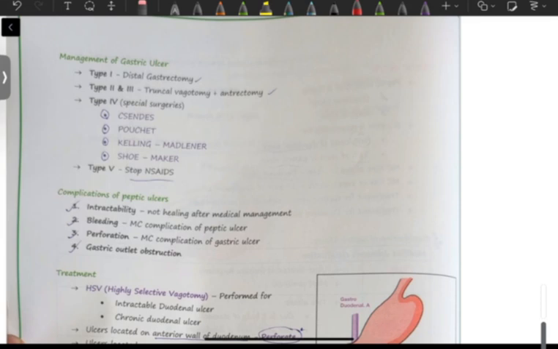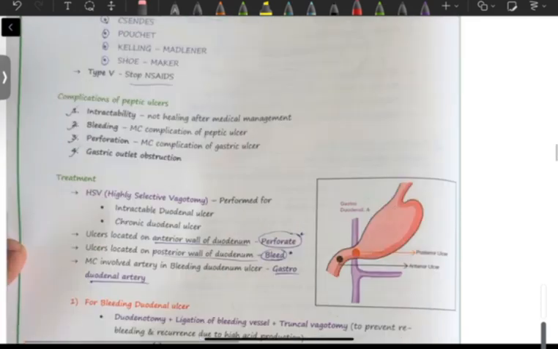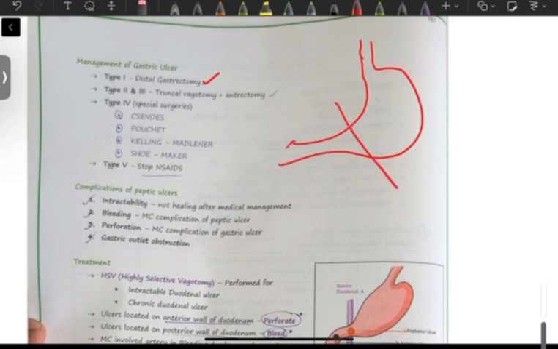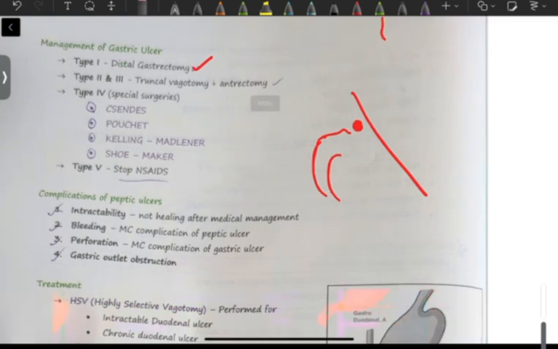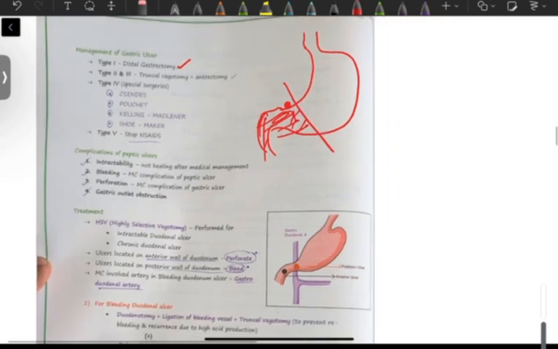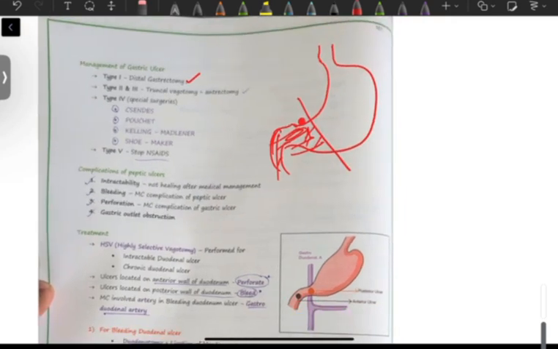For type 1, that is an ulcer at the incisura angularis, we will perform distal gastrectomy. What is distal gastrectomy? We will remove the distal part of the stomach. The ulcer was here in the incisura angularis. So if the distal part of the stomach is removed, the ulcer will also be removed and it is cured. So distal gastrectomy is the management for type 1.